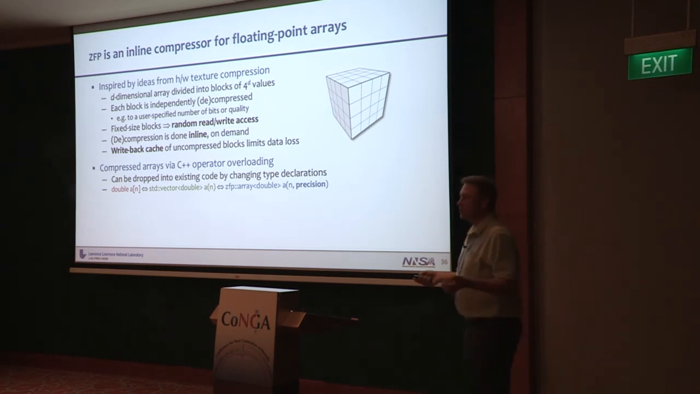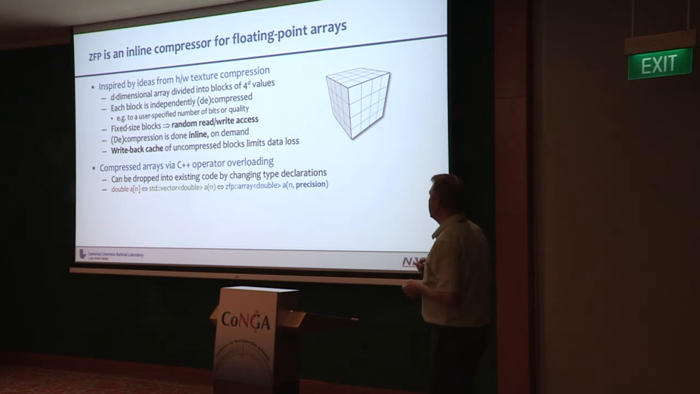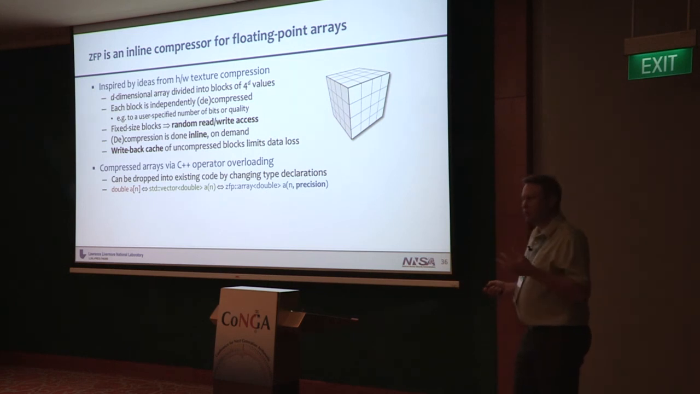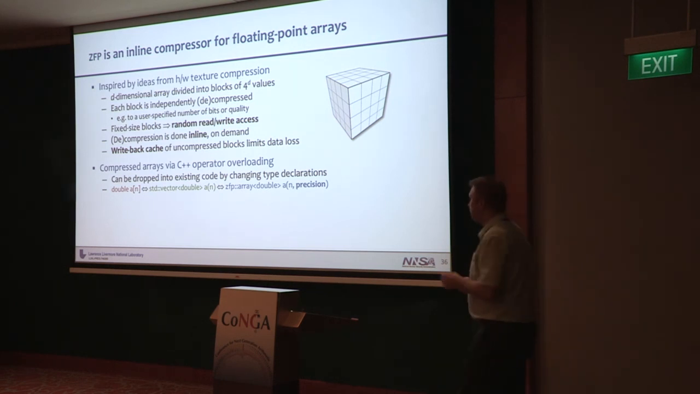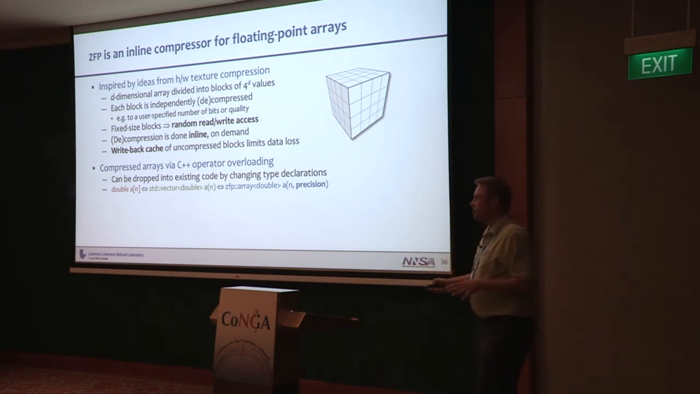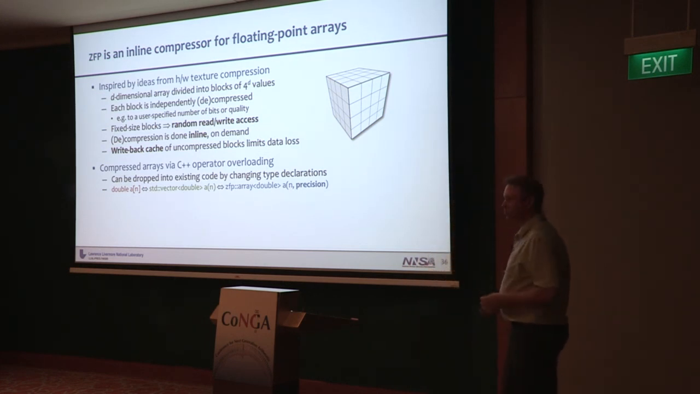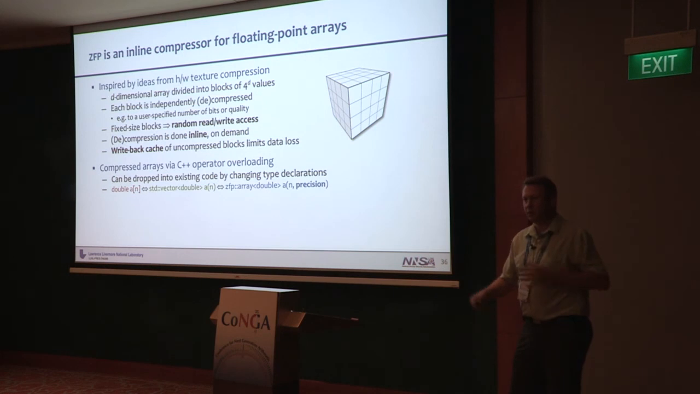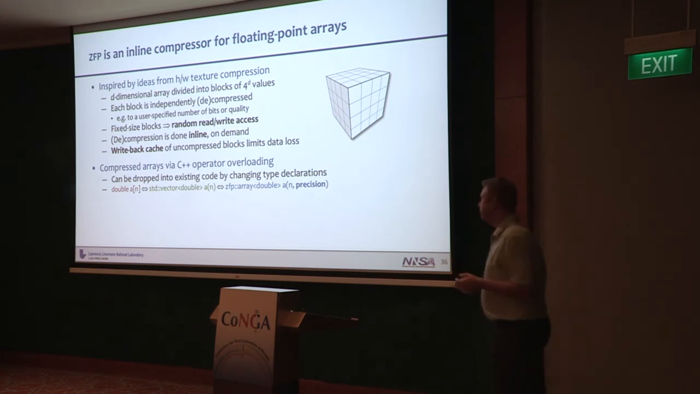We generalize that to floating point data. It works the same way. In 3 dimensions, you have 4x4x4 floating point values. They get compressed to a fixed number of bits that your user specifies. Because we have a fixed number of bits, we have random read and write access to values at block granularity, but these blocks are fairly small. The decompression happens on the fly, on demand, as the user makes read and write accesses to arrays. And then we keep a little write-back cache of uncompressed blocks so that we don't have to decompress and compress upon every single array access.